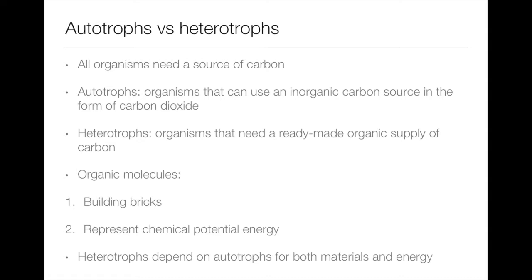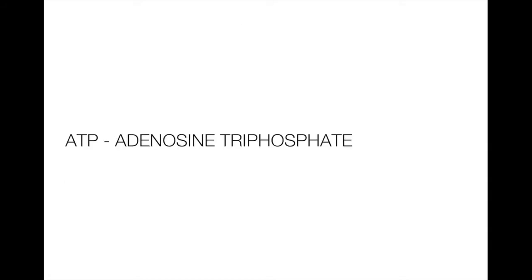Organic molecules can be used by living organisms in two ways. They can serve as building bricks for making other organic molecules that are essential to the organism, and they can represent chemical potential energy that can be released by breaking down the molecules in respiration. This energy can then be used for all forms of work. Heterotrophs depend on autotrophs for both materials and energy. Alright?